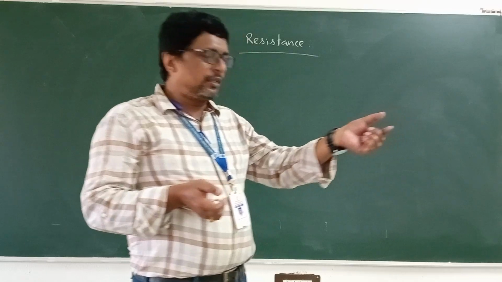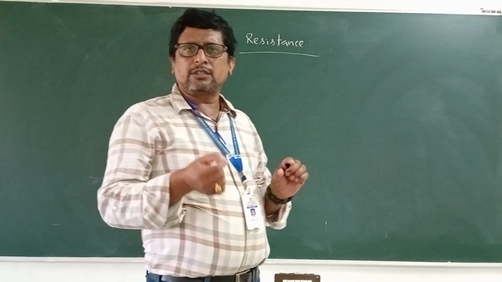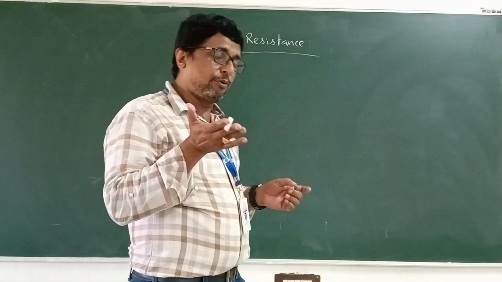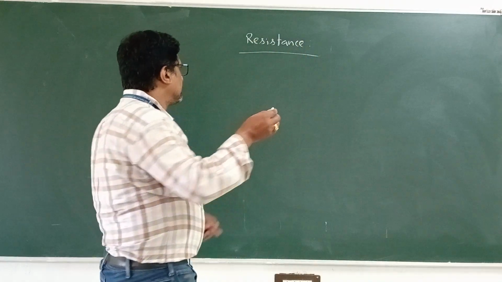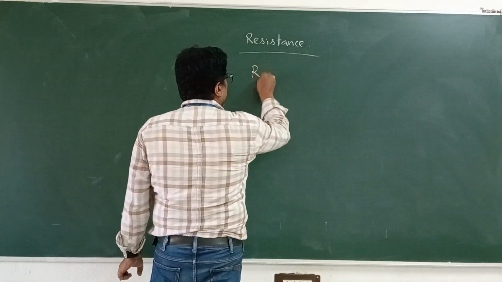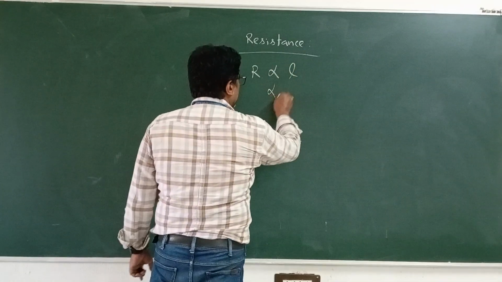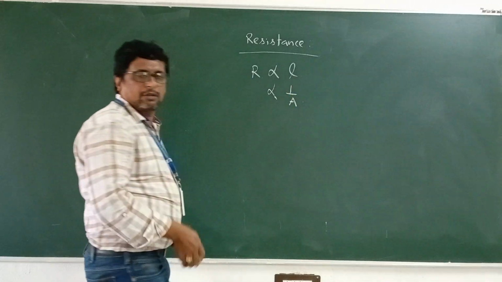So current travels in the conductor. The material has its resistivity, because resistance results from this property of the material. Indirectly, we can say that resistance is directly proportional to the length of the conductor, and inversely proportional to the area of cross section of the conductor.